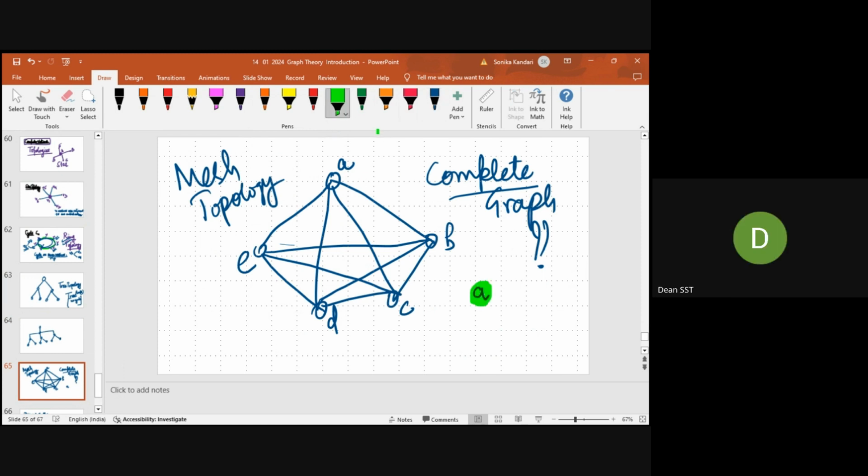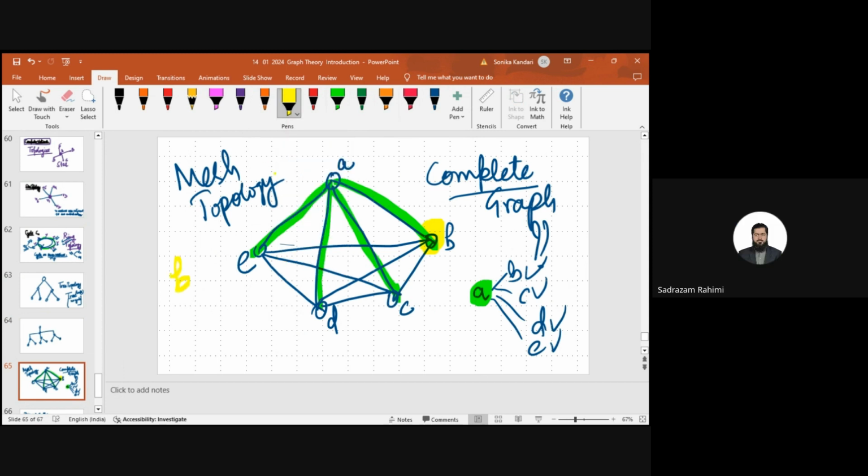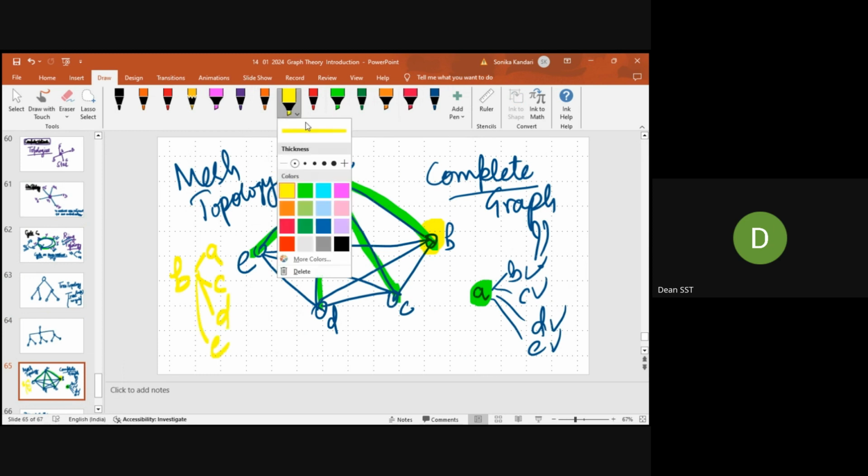Let us take A. From A: A to E, A to D, A to C, A to B. Fine. A to B, C, D, E. Now let us see B and check A, C, D, E. B to A, B to C, B to D, B to E. Yes, all are adjacent.